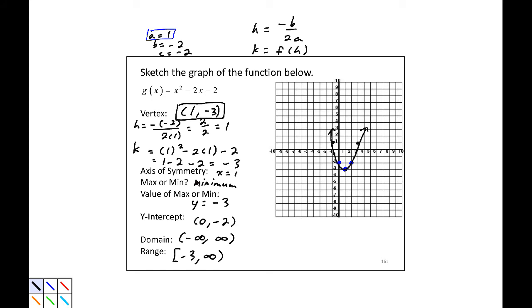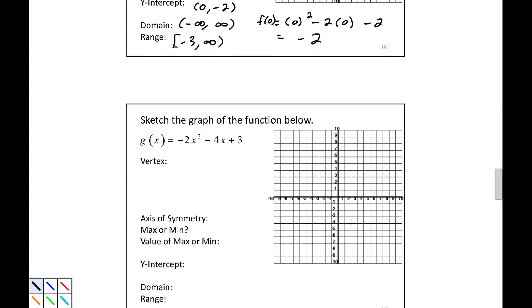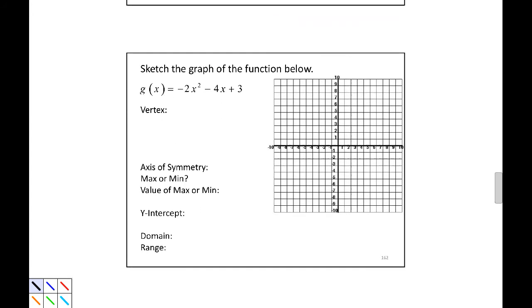But we could always evaluate this, so we can say 0 squared minus 2 times 0 minus 2. 0 minus 0 minus 2 is negative 2. So there my y-intercept is 0, negative 2. Let's look at one more example. Sketch the graph of this function.